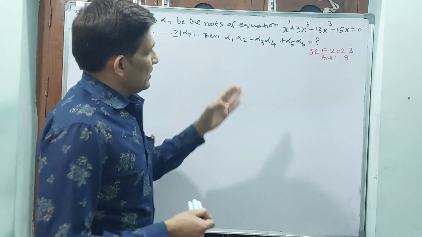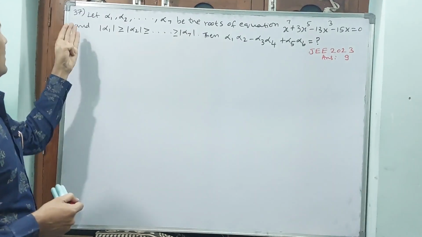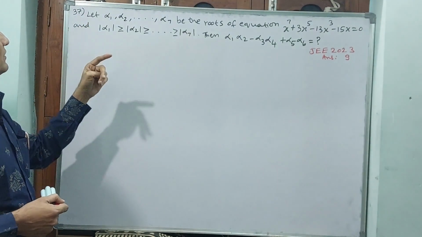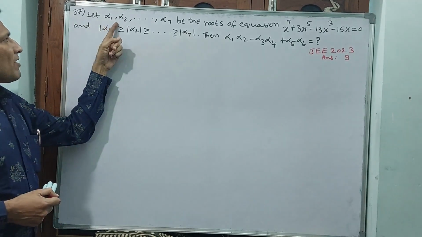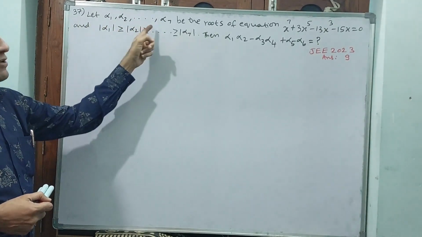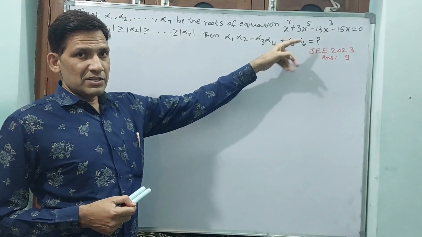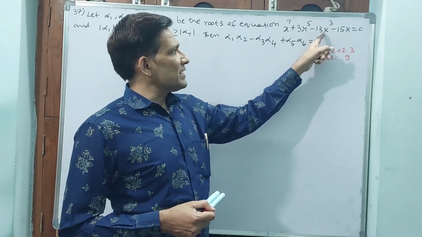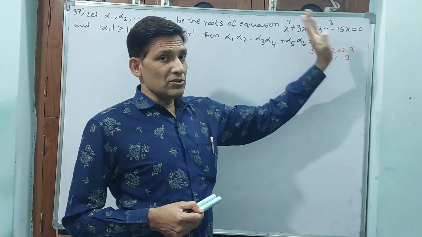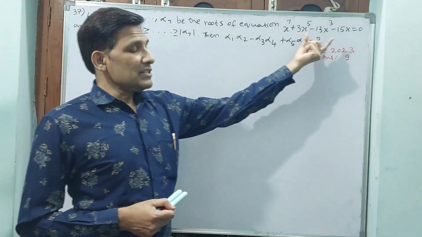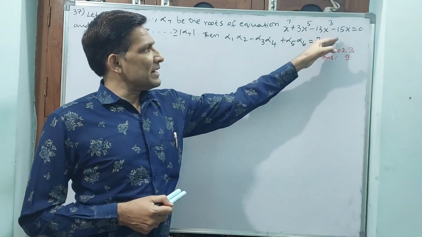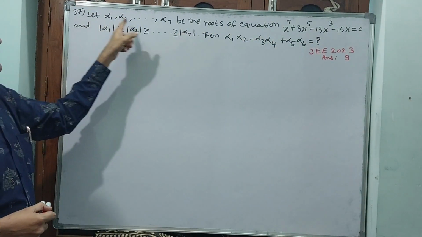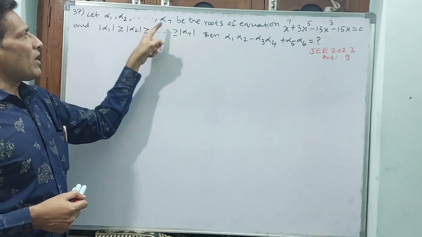Let us see 2023, question number 37, 38, 39, 40. These 4 questions we will do. Let alpha 1 to alpha 7, that means total 7 roots are there, be the roots of an equation x to the power of 7 plus 3x to the power of 5 minus 13x cube minus 15x equal to 0. This is not a quadratic equation, but roots, how many roots are there? 7 roots are there, alpha 1 to alpha 7.